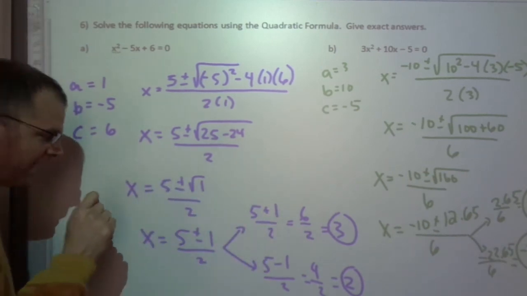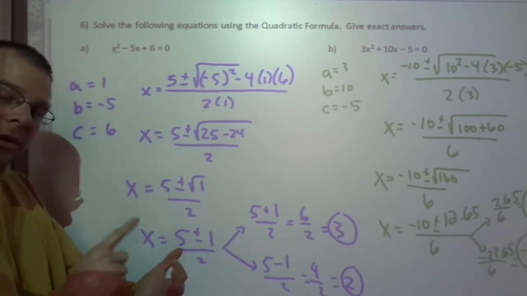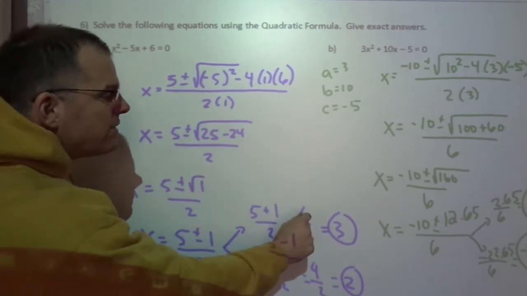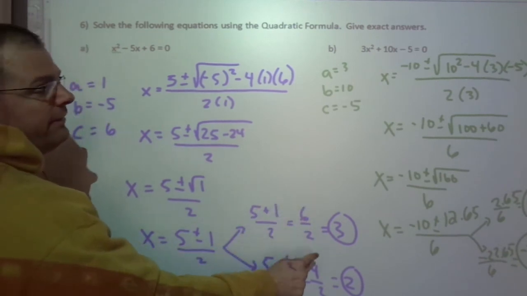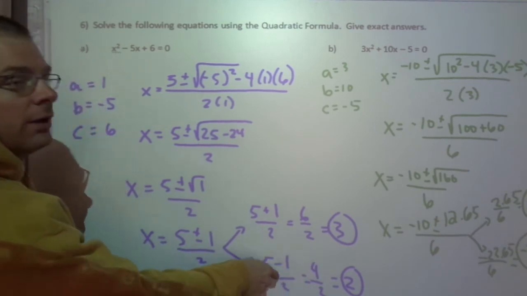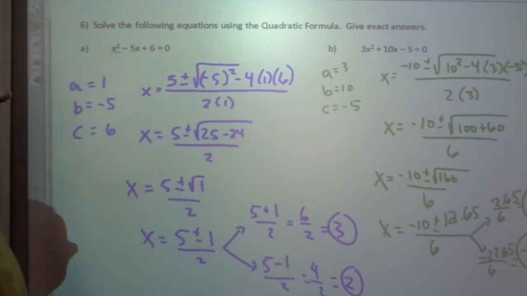Make sure you don't just type this into your calculator, 5 plus 1 divided by 2. You're going to get it wrong. Do 5 plus 1, enter, and get 6, and then divide it by 2 gives you 3. 5 minus 1, enter, gives you 4. 4 divided by 2 is 2.